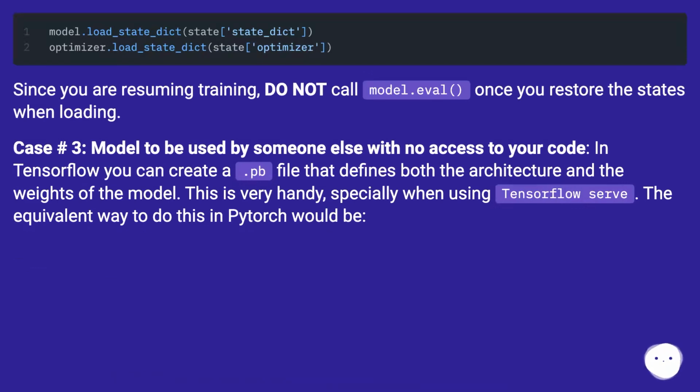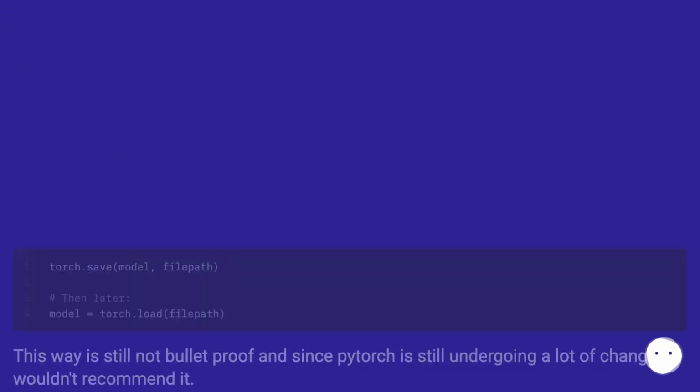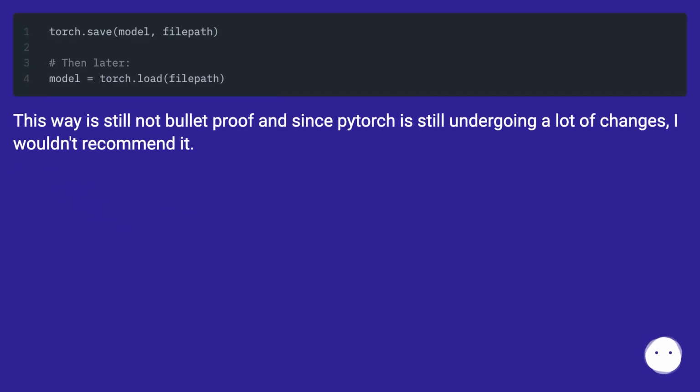Case number 3, model to be used by someone else with no access to your code. In TensorFlow you can create a .pb file that defines both the architecture and the weights of the model. This is very handy, especially when using TensorFlow Serving. The equivalent way to do this in PyTorch would be this. This way is still not bulletproof, and since PyTorch is still undergoing a lot of changes, I wouldn't recommend it.